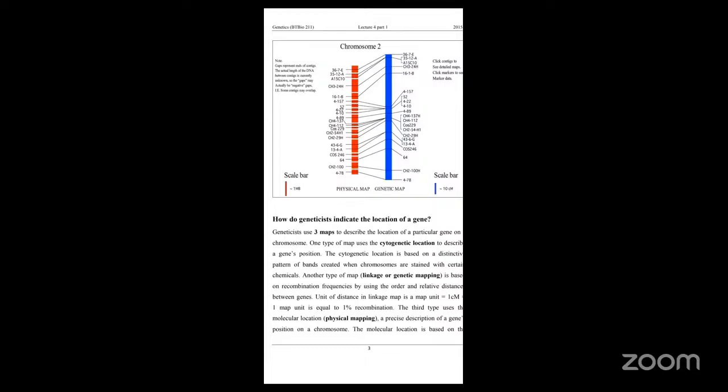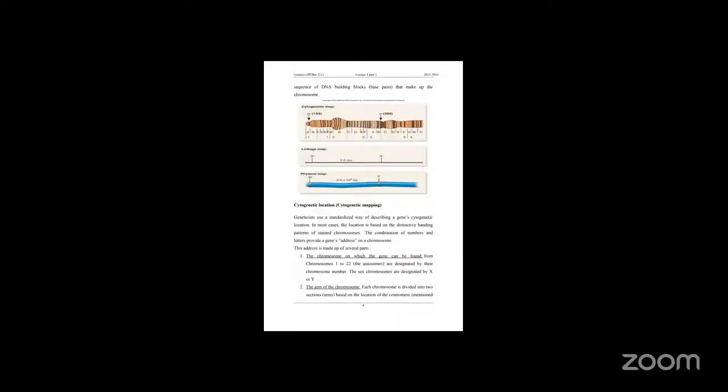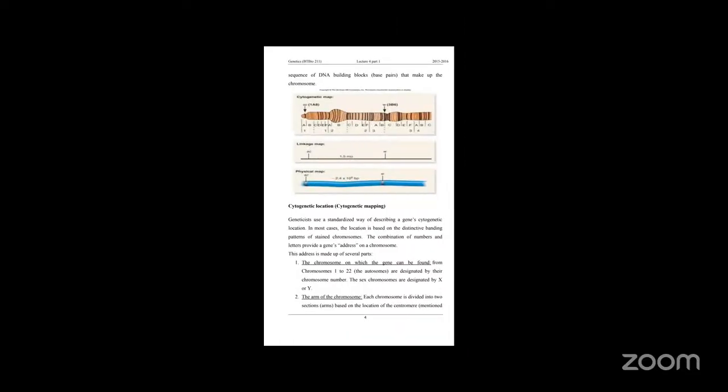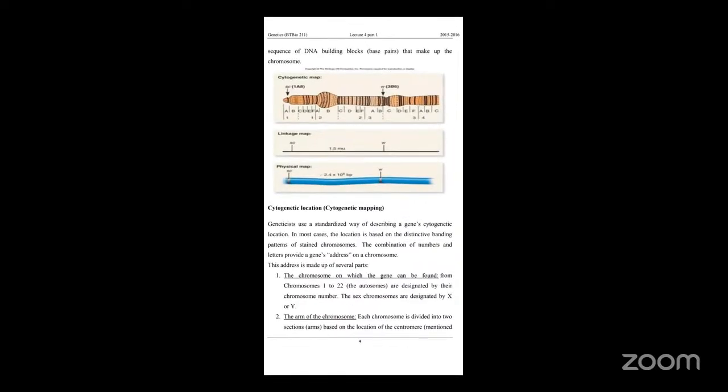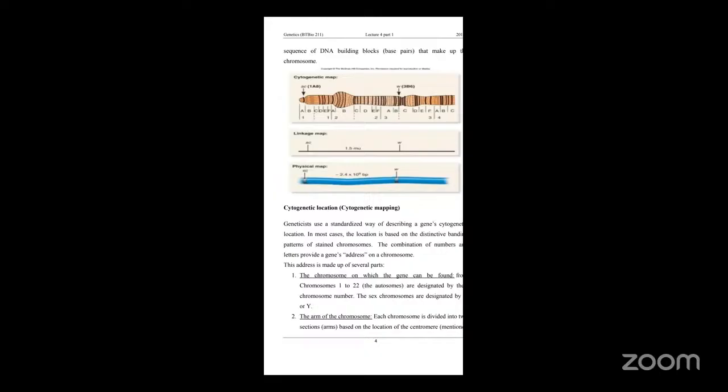It will try to locate the position on a chromosome. So the molecular location is based on the sequence of DNA building blocks, that is the base pairs that make up the chromosomes. Okay, now we'll see one by one how these mapping techniques are used, and how scientists use these different techniques to locate the position of a gene, the function of a gene, as well as different aspects.